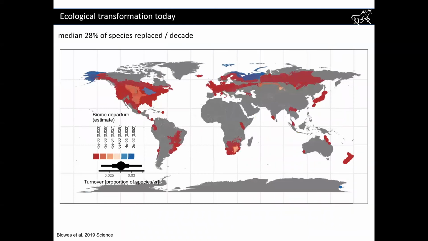I wanted to show this global map of the amount of ecological transformation that's happening today. So where there are colors other than gray, we actually have data. And from there, we can determine that species have been replaced at a median rate of about 28% per decade. So 28% of the species have totally replaced what used to be there. You can see with the colors that the blue areas are having species replacement at a much higher rate. So they've turned over even more. And then the places in the darkest red are next.